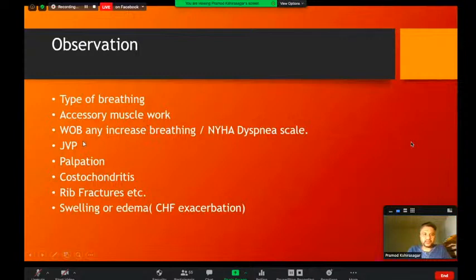And always check the patient's work of breathing; the NYHA dyspnea scale is always a good thing to use. Look for jugular venous pressure. Is there any dilatation? And go for palpation for any sternum pain or osteochondritis, because these patients cough a lot, so they usually have pain. Also check for rib fractures, especially in elderly patients, and swelling or edema, to look for a CHF exacerbation.